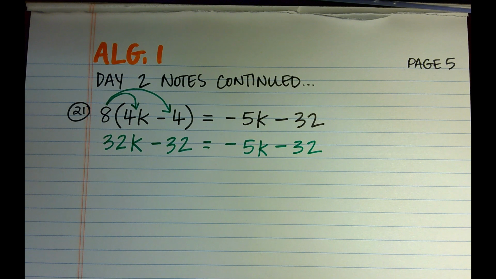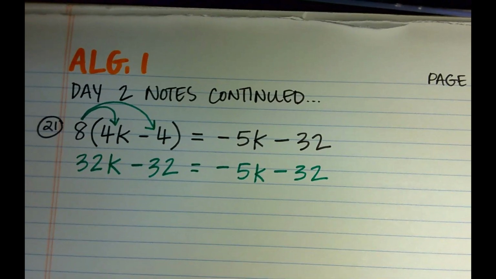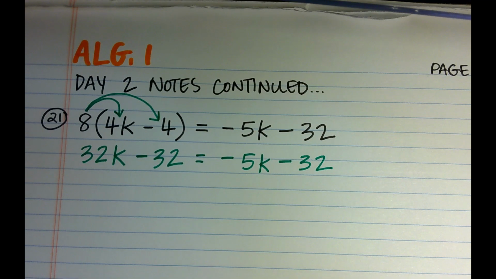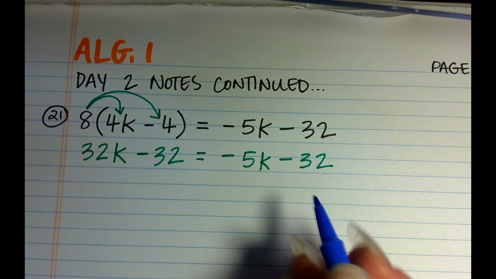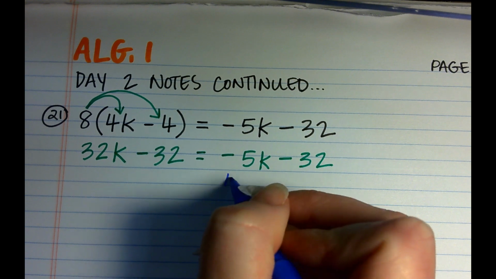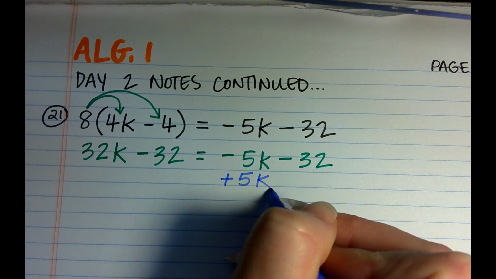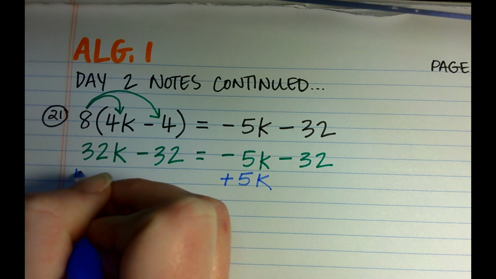So we have a couple of options for what we could do next. What is one of the things I could do next? You can add 5k on each side. Yeah, let's do that. We could add 5k to each side. So I will switch my color just to show that this was our first step. Here's our next step. I'm going to add 5k to both sides.